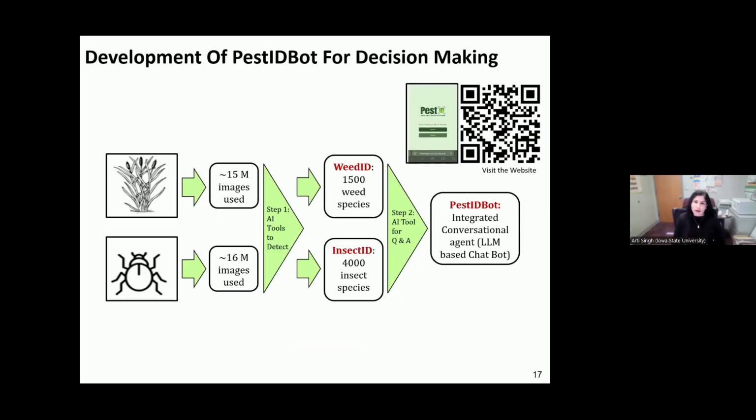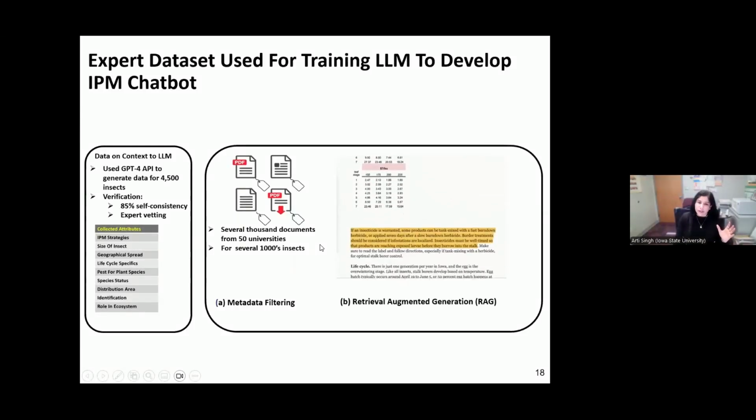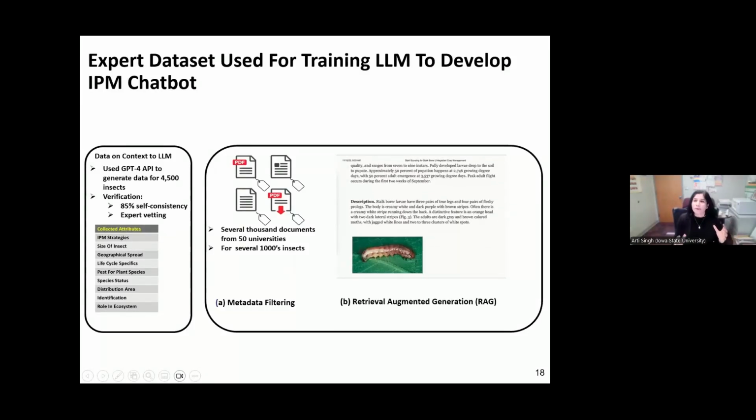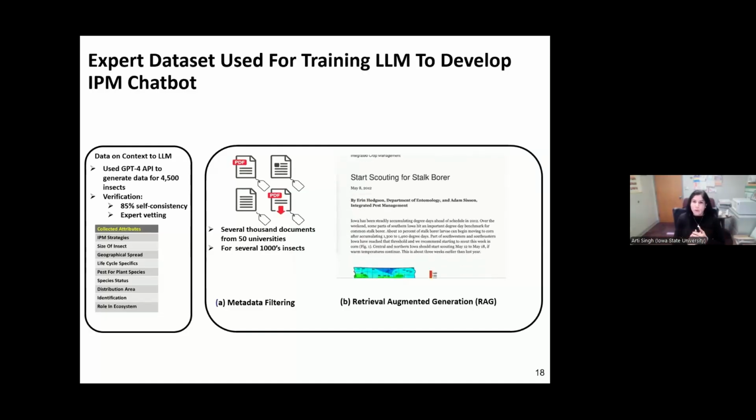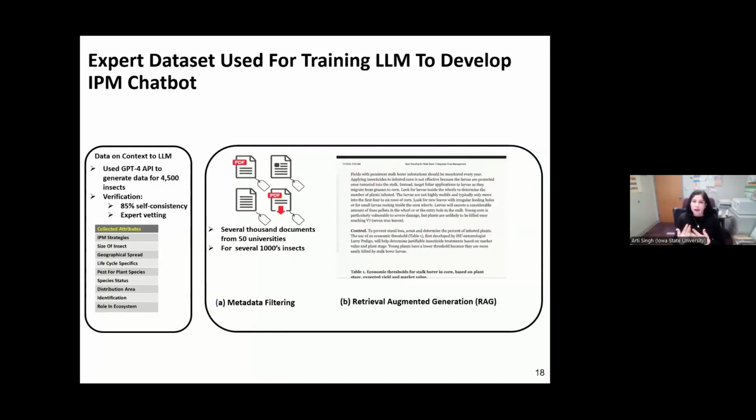So this is where we decided that we will link these apps with a chatbot. And for that, we started training a large language model. So till now, what you saw was these apps are trained on images, millions of images. But when we have to train a model to interact, we have to train it on documents.